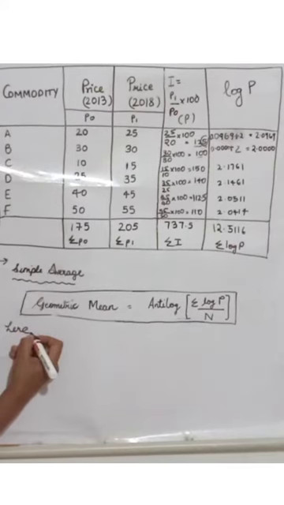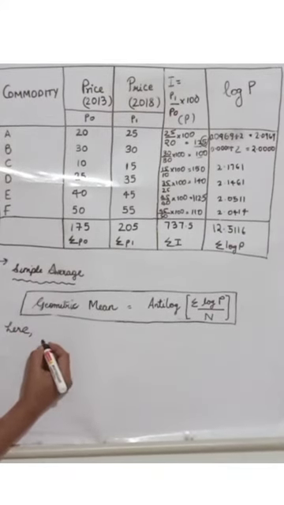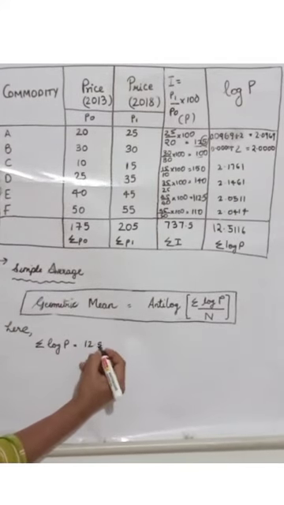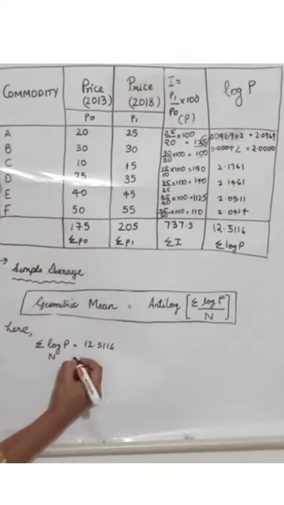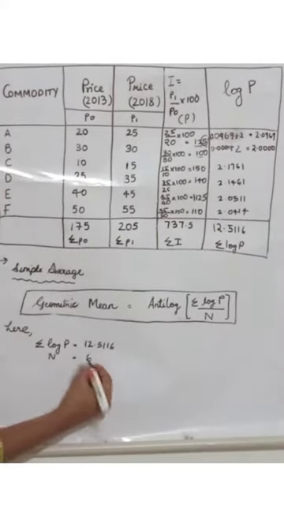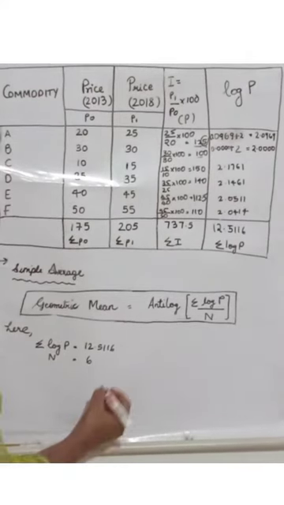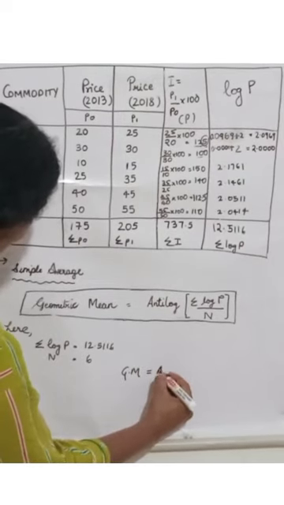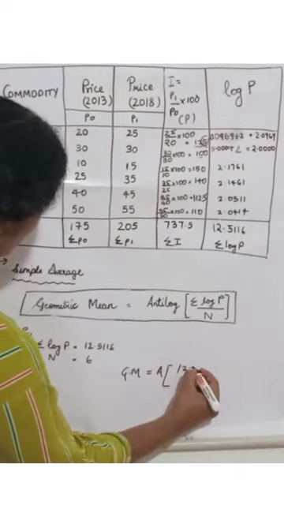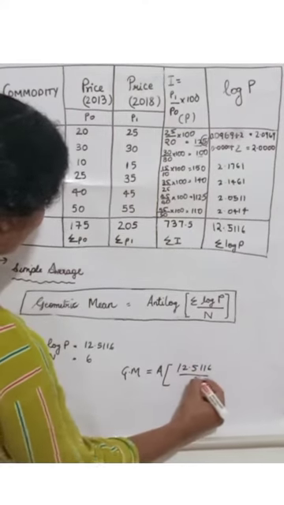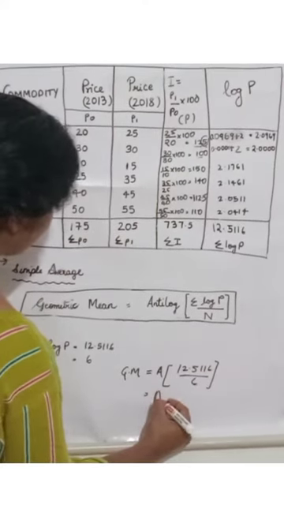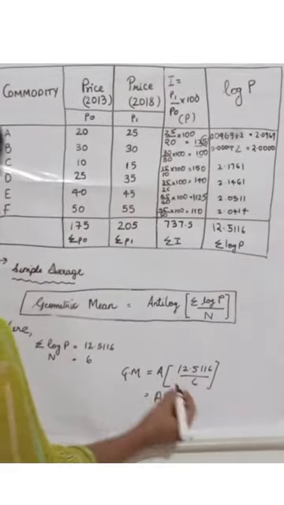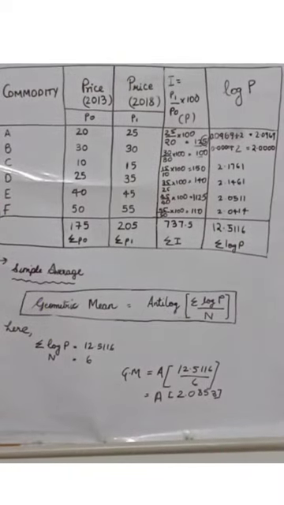So let us write down what all the things we have. Here we have summation of log P as 12.5116. N is equal to the number of commodities that we have, which is 6. And we have to find the antilog. So let us put the values into the formula. GM is equal to antilog of 12.5116 divided by 6. We have to find the antilog of this number.